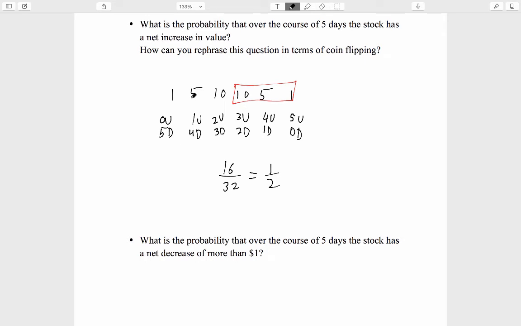We are left with only these 5 outcomes, which have a net decrease of $3, together with this one outcome, which has a net decrease of $5. Thus we need only these 6 outcomes, and the probability is 6/32.